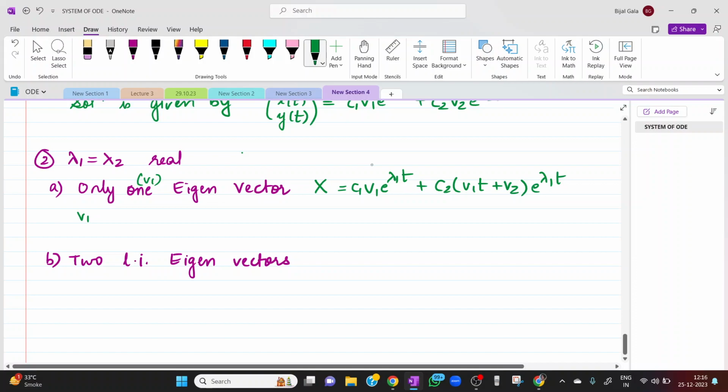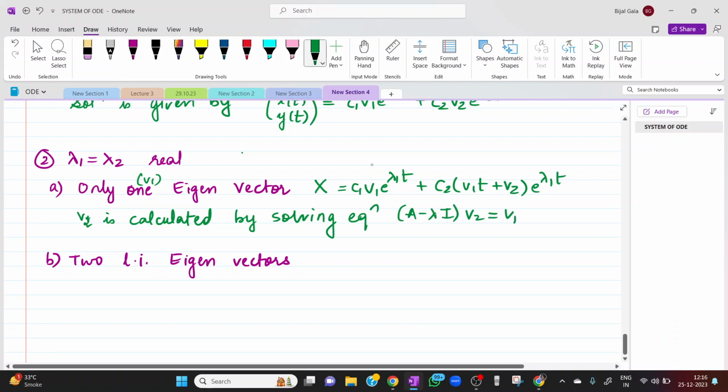V2 is calculated by solving the equation (A minus lambda I) times V2 is equal to V1.